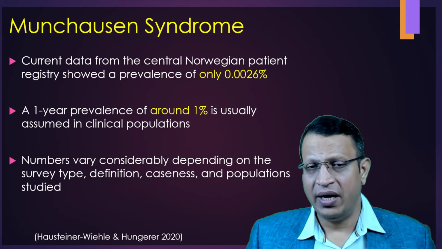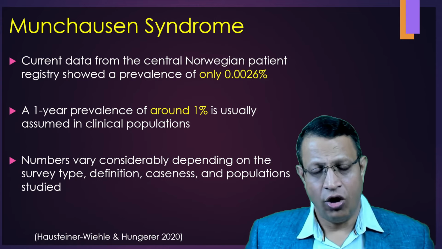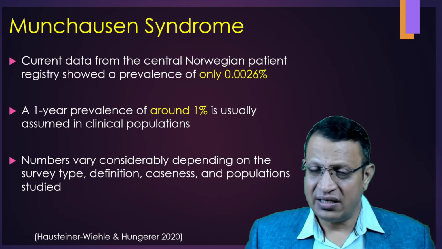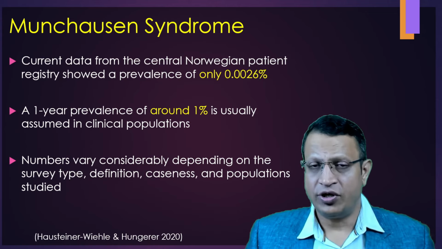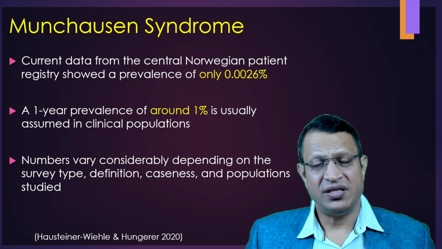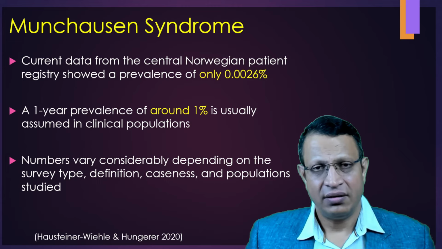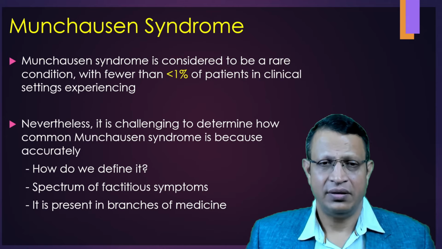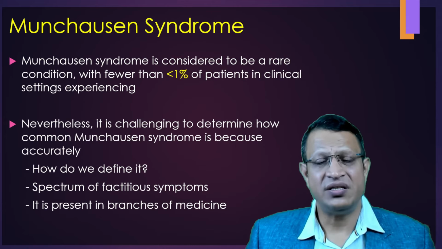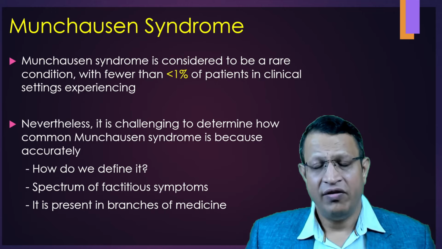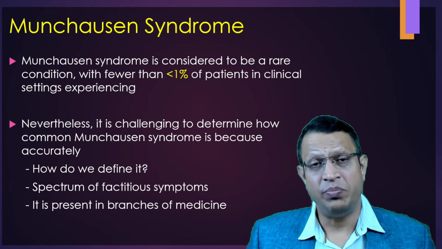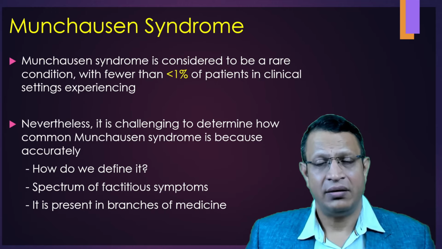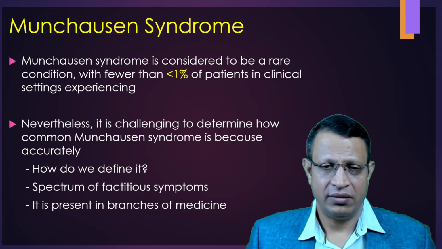Is it the general public? Is it in the hospital? Is it in the surgical department? Dermatological department? What is the definition of caseness? On this basis, the prevalence varies. Further, Munchausen syndrome is considered to be very rare. Less than 1% is the clinical presentation in the hospital.